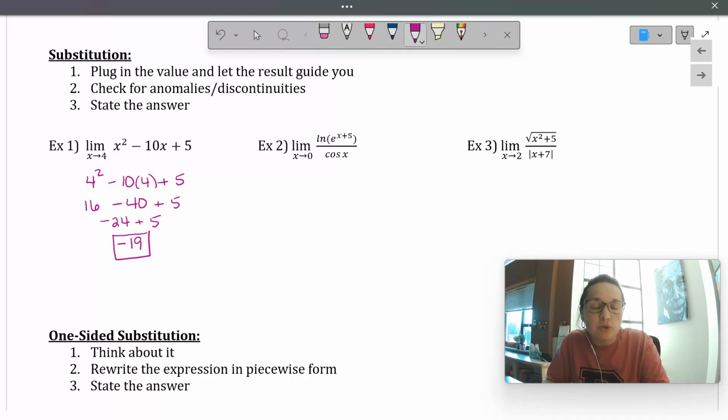Okay? Do you need to know how to do that in your head? Yeah, you've got to do some arithmetic in your head. If you want to check and have your calculator nearby, by all means, that's fine. But that is something you should be able to do without a calculator.